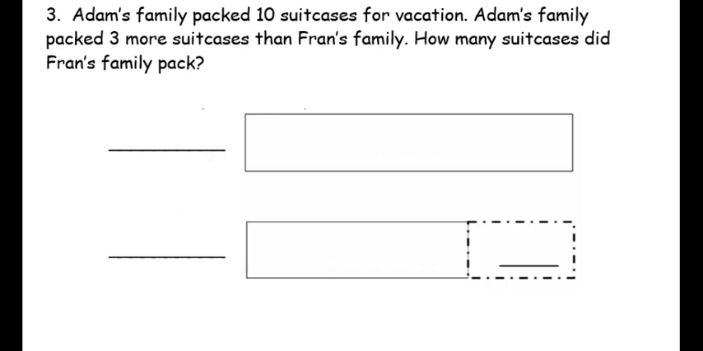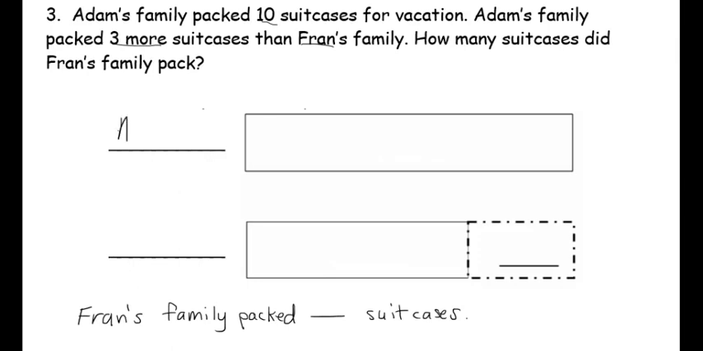This one says Adam's family packed 10 suitcases for vacation. Adam's family packed 3 more suitcases than Fran's family. How many suitcases did Fran's family pack? So we'll start with our answer statement. Fran's family packed blank suitcases. Now let's decide who has more. Well, it says Adam's family had 10. Adam's family packed 3 more than Fran's family. So Adam's family would have the larger tape.